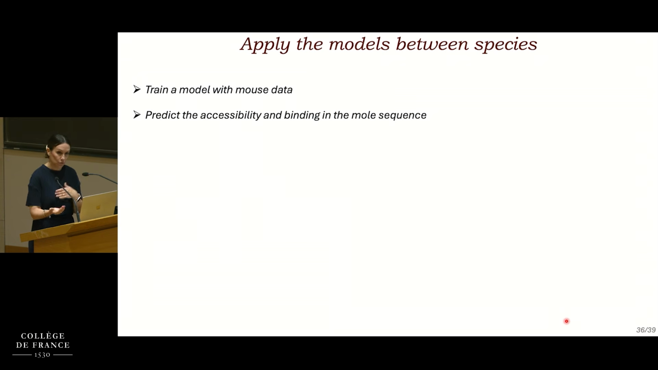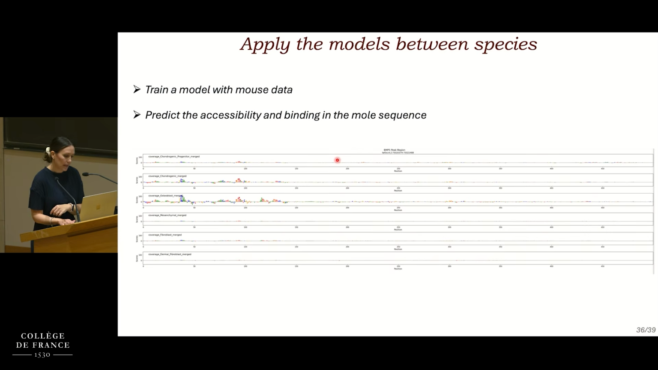So we tried to see if we could work the other way around. So what we did was to take equivalent mouse single-cell ATAC data, train the model, and then predict the accessibility and the binding in the mole sequence. And it worked quite well, because in the mouse, it also predicted that here is the important regulatory information, and also with the same nucleotides important.